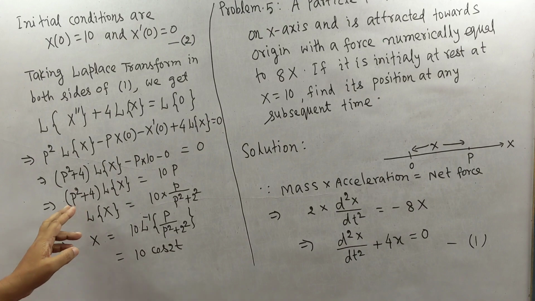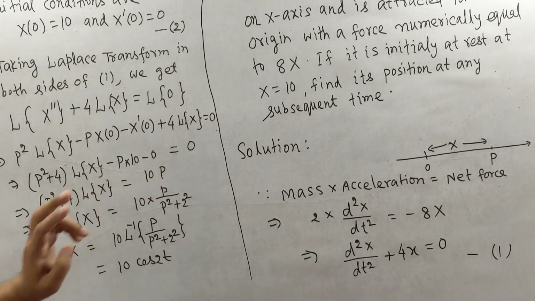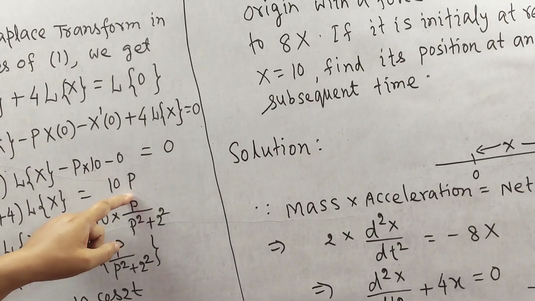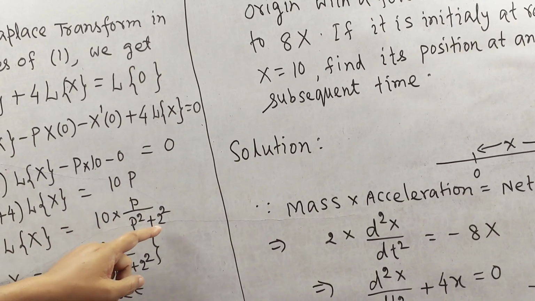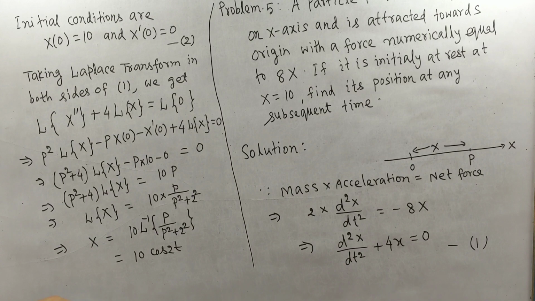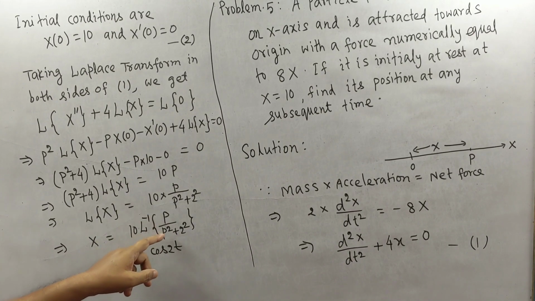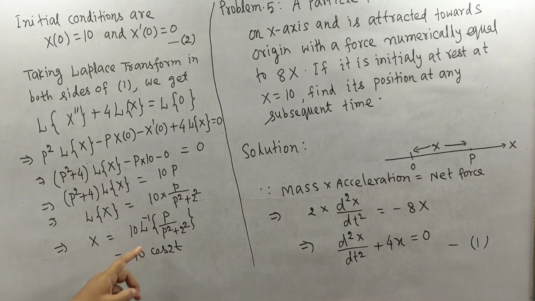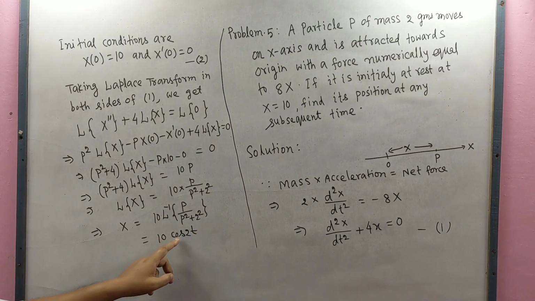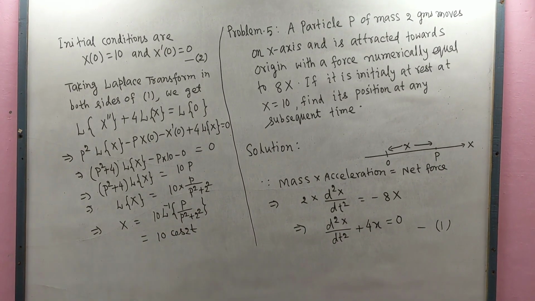So we take p square plus 4 L of x equal to 10p, which implies that L of x equal to 10 into p by p square plus 4, that is 2 square. Now taking inverse Laplace transformation, x equal to 10 L inverse of p by p square plus 2 square. Inverse Laplace transformation of p by p square plus 2 square is cos 2t. That is x equal to 10 cos 2t.